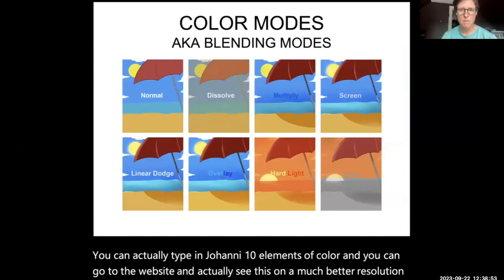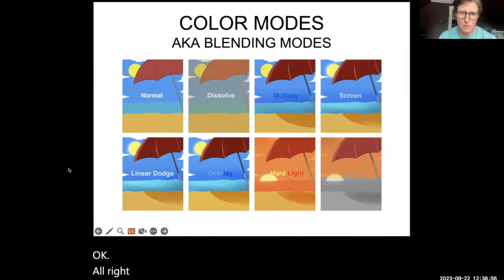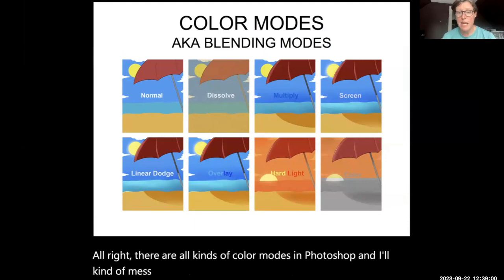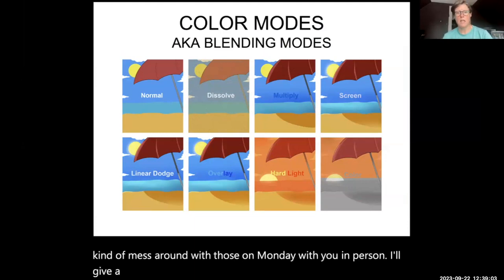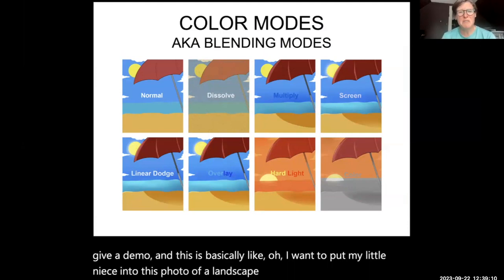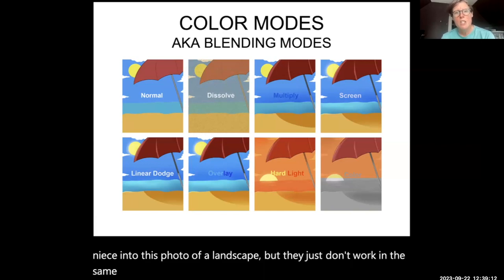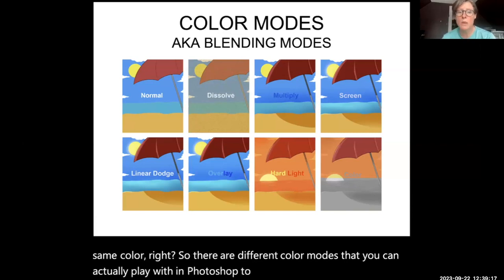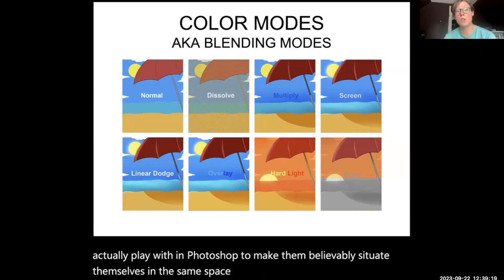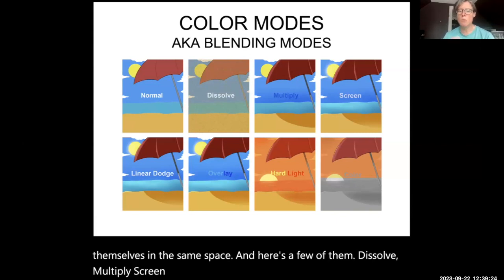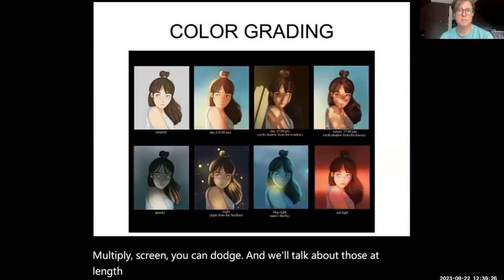Okay. All right. There are all kinds of color modes in Photoshop. And I'll mess around with those on Monday with you in person. I'll give a demo. And this is basically like, oh, I want to put my little niece into this photo of a landscape, but they just don't work in the same color, right? So there are different color modes that you can play with in Photoshop to make them believably situate themselves in the same space. And here's a few of them. Dissolve, multiply, screen, you can dodge, and we'll talk about those at length on Monday.